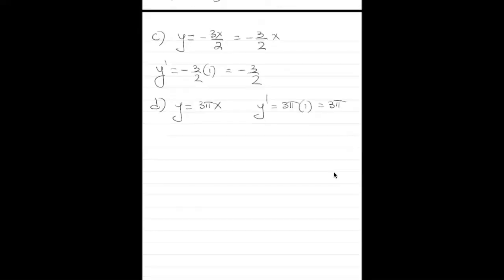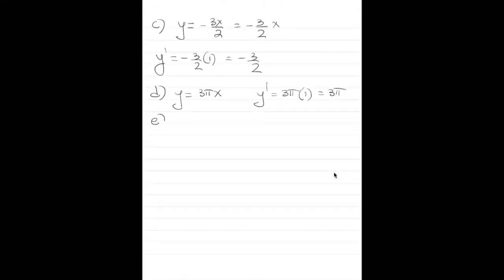Example D: y equals 3 pi x. Recall that pi is a constant, so we keep the constant 3 pi, and we know the derivative of x is 1, so just 3 pi. Example E: y equals negative x over 2. Let's separate the constant, and so y prime will be just negative 1/2 times 1, because the derivative of x is 1, just negative 1/2.